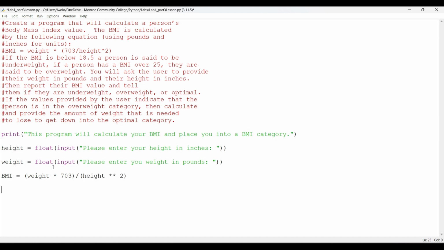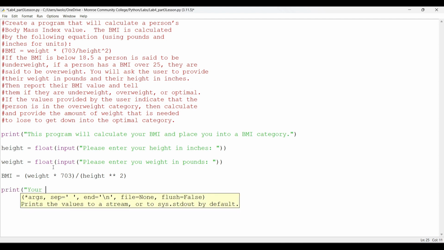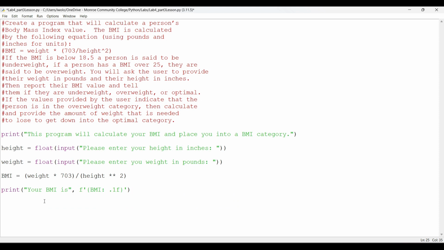Alright, now that we have done that, we can go ahead and tell them what their BMI is. So I'm going to go ahead and say print your BMI is. Then I'm going to use an F string here just so it's formatted nice and neatly. We can easily format the BMI to one decimal place, so we're going to go 0.1 floating point, and then end that. So this is going to output their BMI, and it's going to display it to one decimal point. And this is the same equation as it is up here. I just added more parentheses and moved this out here just so that I could put the height squared in parentheses and just divide the whole thing by that.